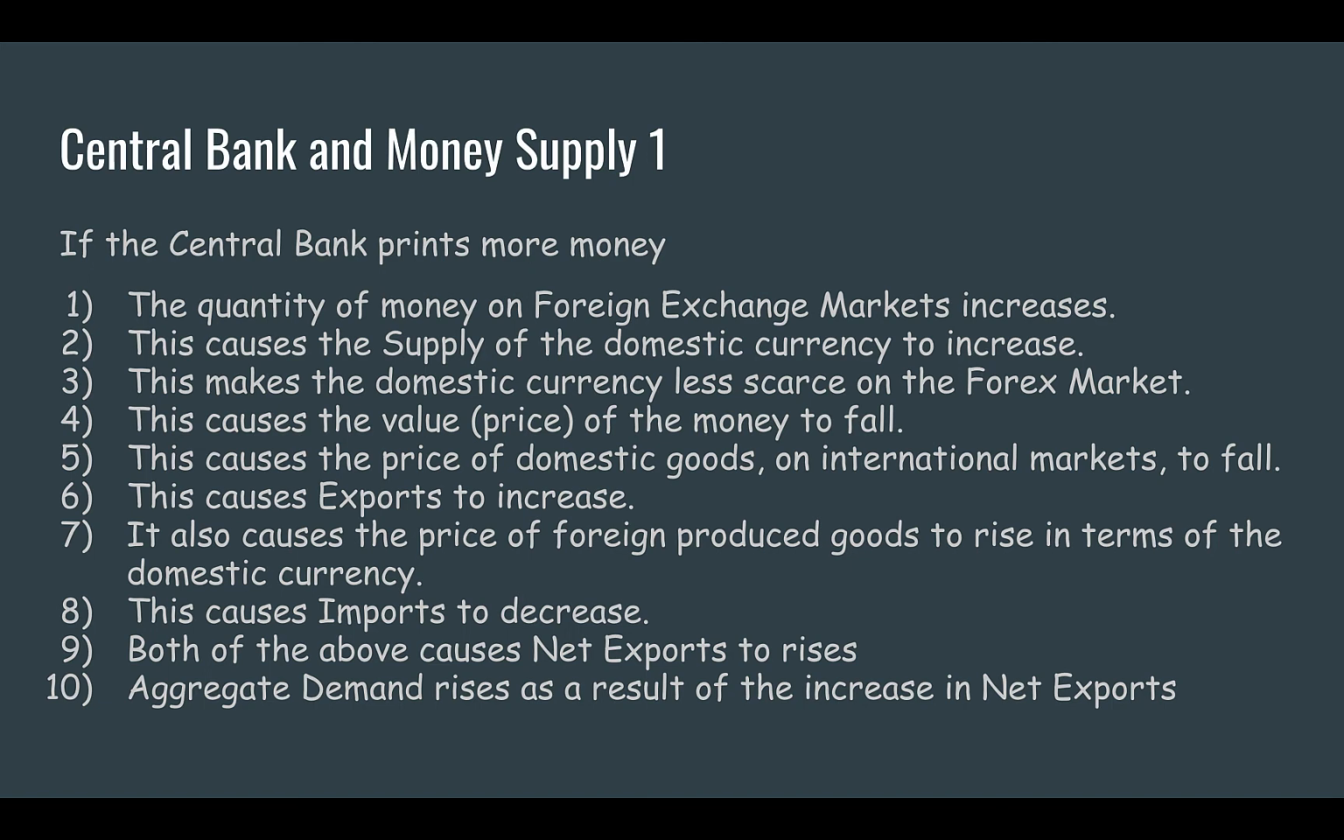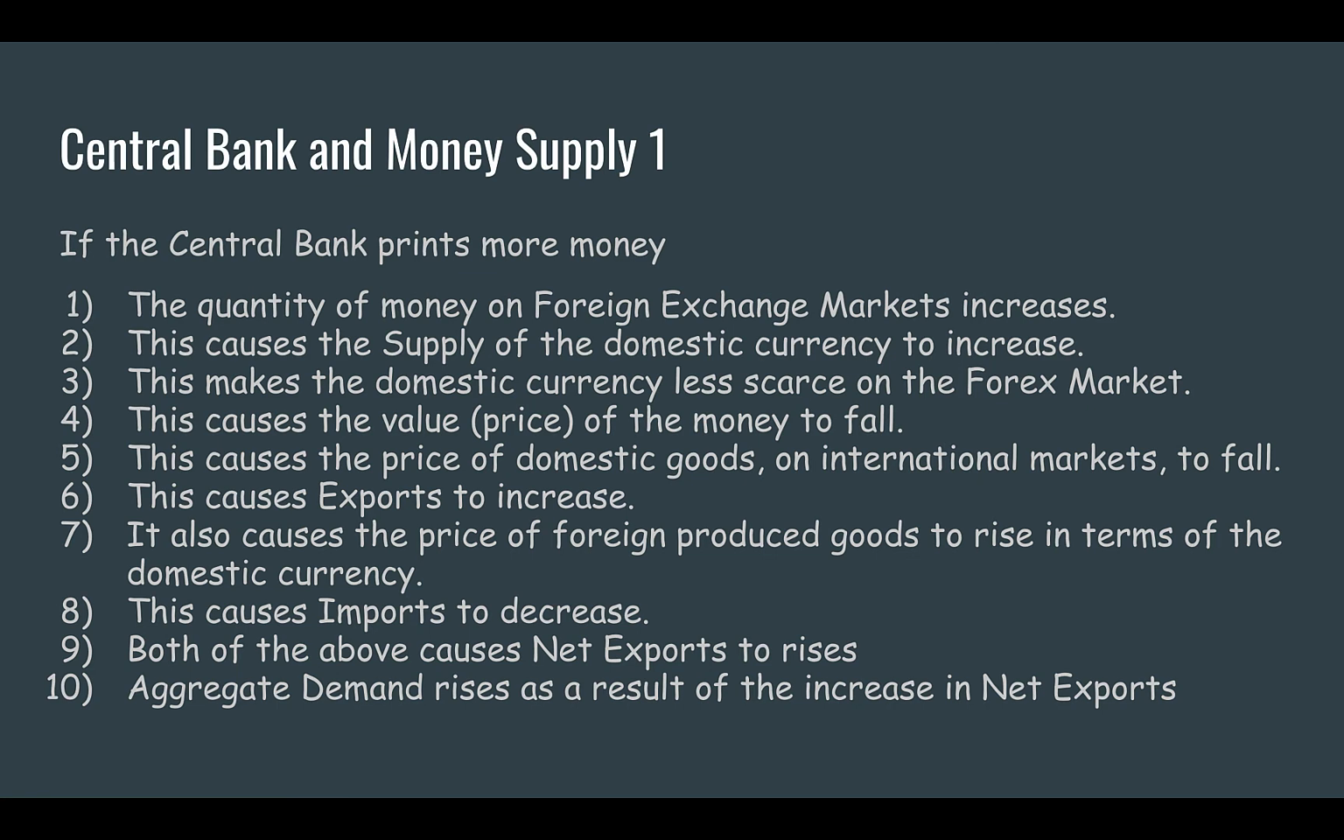Also, if the domestic currency has fallen in value, then imports are more expensive. We have to give more of our currency to get the same amount of the foreign currency. So imports will fall and exports will rise. Both of those are a result of printing more money, causing the supply of the money on the foreign exchange market to increase, causing a devaluing of the currency, particularly if it's intentional. That causes imports to fall, exports to rise, and as such, net exports rises.